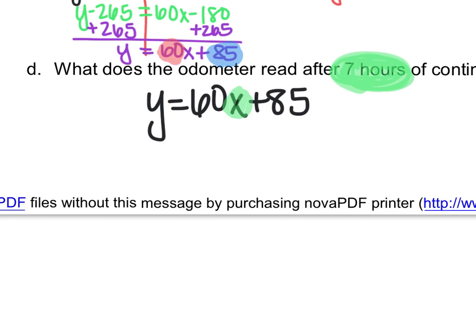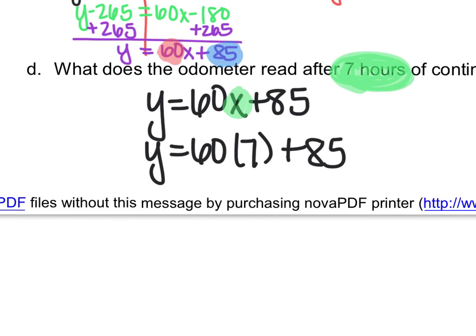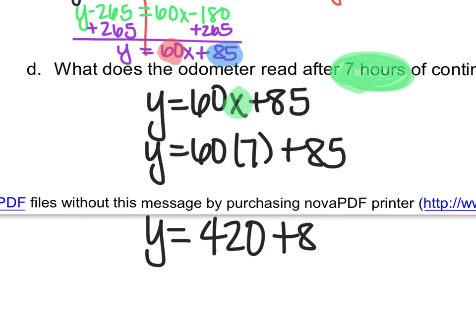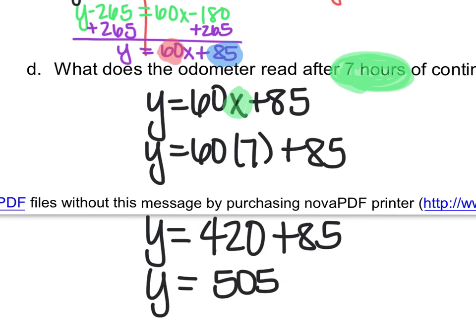So I'm going to rewrite the equation. So y equals 60, instead of x I'm going to put in 7 plus 85. Well, that's going to be y equals 60 times 7 is 420 plus 85. And 420 plus 85 is 505, and that is y's. And remember, our y's was our miles, so it's going to be 505 miles.